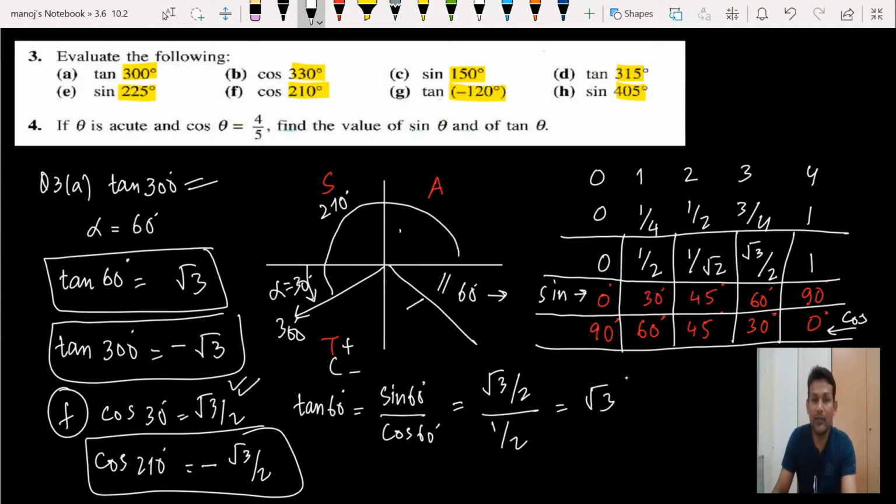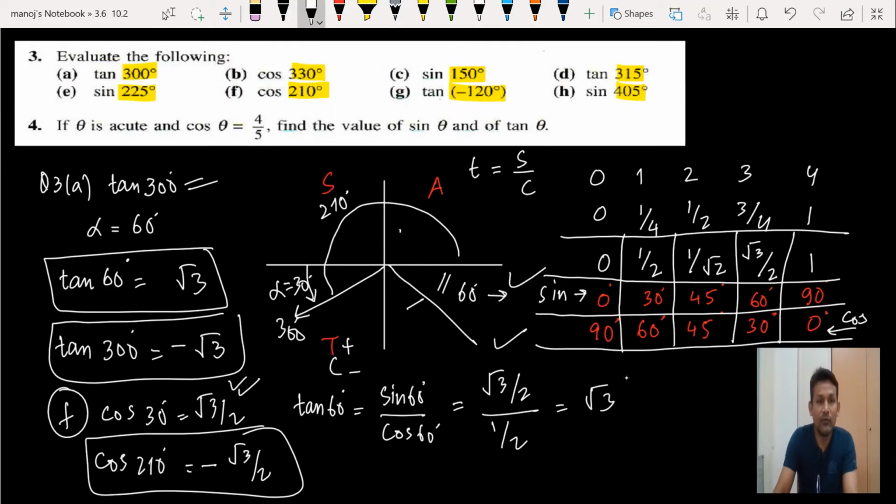So this is the way, by using this table, the sine, cos, and tan, you can use this formula: tan is equal to sine upon cos. You can get all the values of the standard angles, and the standard angles are 0, 30, 45, 60, and 90. So you can do question number 3.